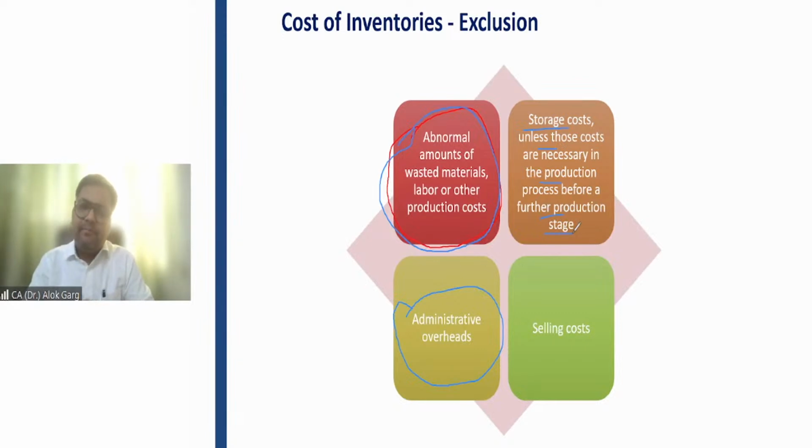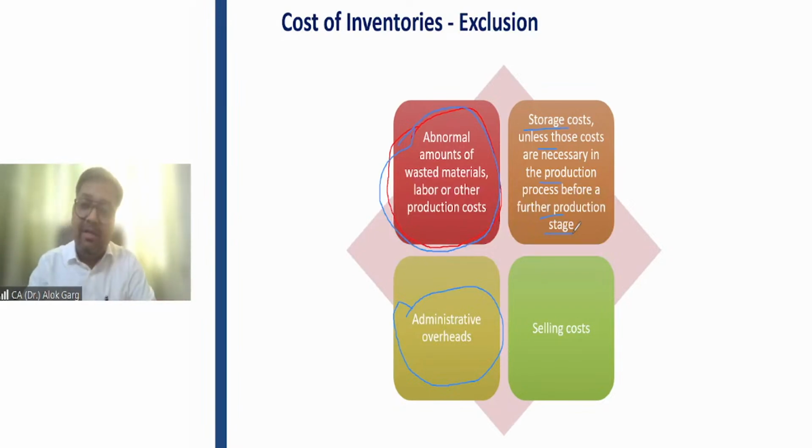But for example, if there is a kind of product which requires storage mandatorily before a further production stage, for example, wine needs to be stored for years to get matured, right? Or for example, ice cream: from making milk into ice cream, it is important to store in a refrigerated environment. In this case, this kind of storage cost will form part of inventory, right?